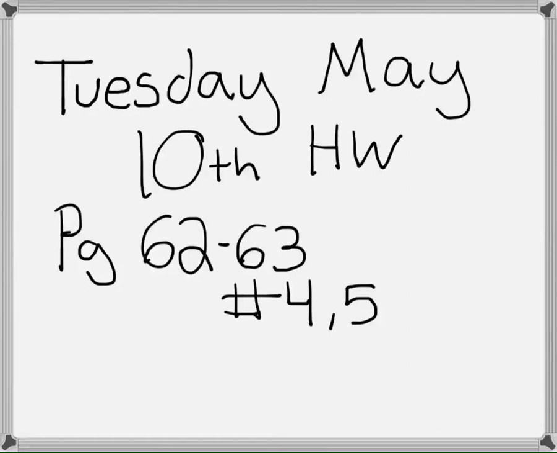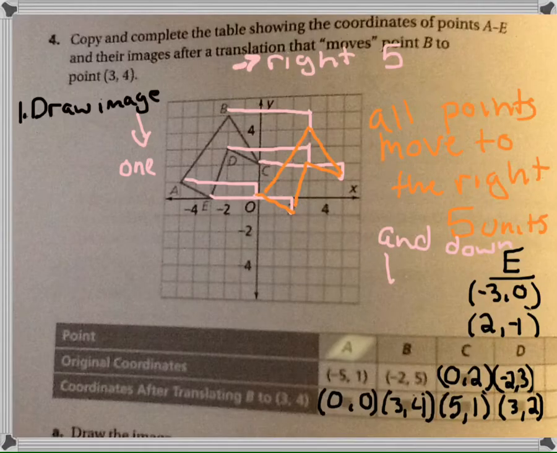This is Tuesday, May 10th's homework, pages 62 and 63, numbers 4 and 5. Question 4 asks you to copy and complete the table showing the coordinates of points A to E and their images after a translation that moves point B to point 3, 4.